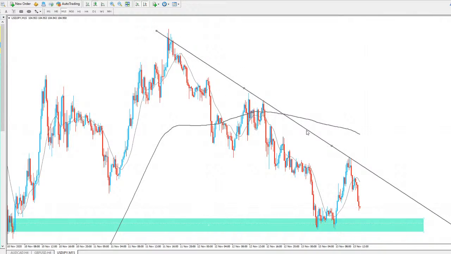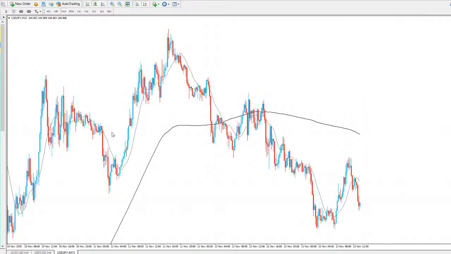But then again, we do have that trend line, and if you do stay below it, you could easily come up for a test and see price come back into that same support. But if you do break through it, there's a lot more potential to the upside for USDJPY, as the higher time frames could be coming into the market. So that is my analysis on the 15-minute chart for USDJPY.